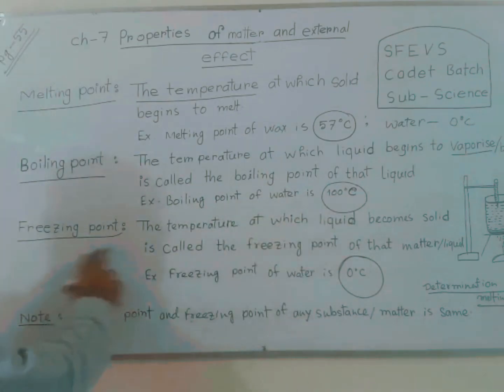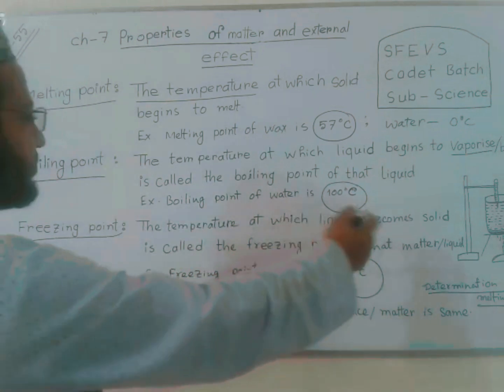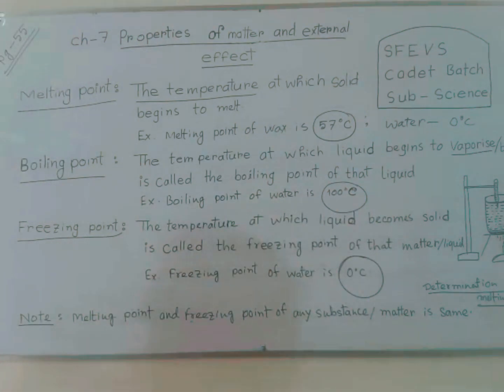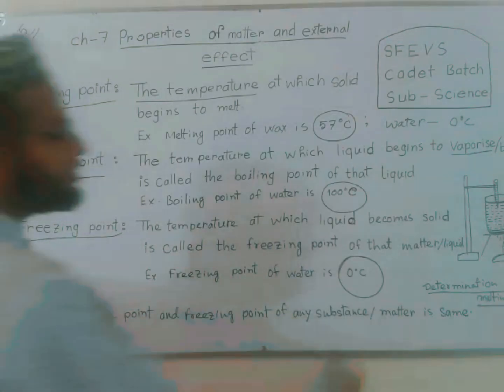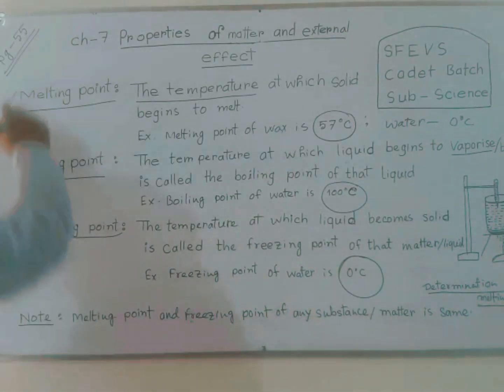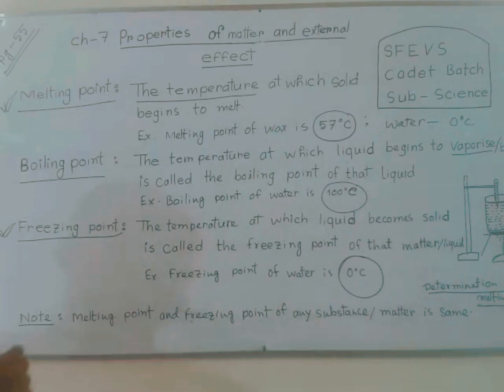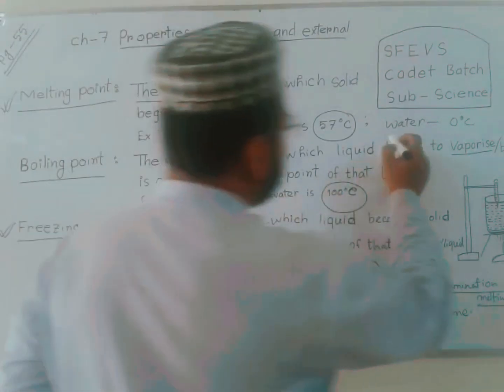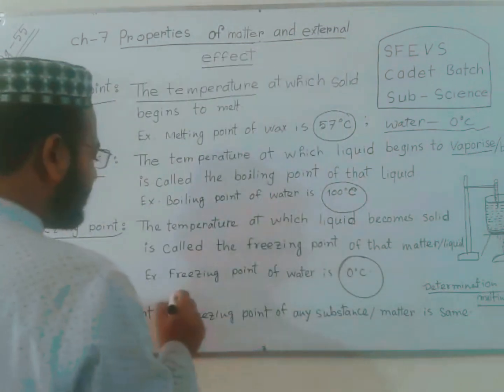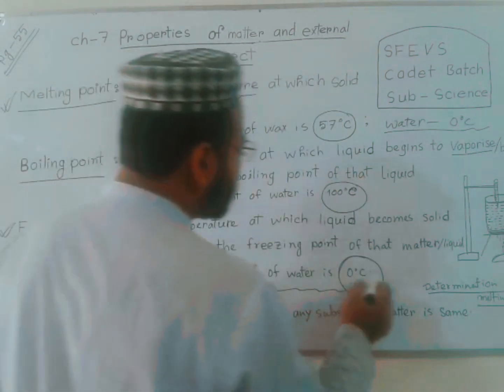Then freezing point, the temperature at which a liquid becomes solid is called the freezing point of that matter or liquid. So the freezing point of water is 0 degrees Celsius. A note is for you. But before watching that note, I will draw your attention to the melting point and freezing point. So here I have written the melting point of water is 0 degrees Celsius. I have also written here the freezing point of water is 0 degrees Celsius.